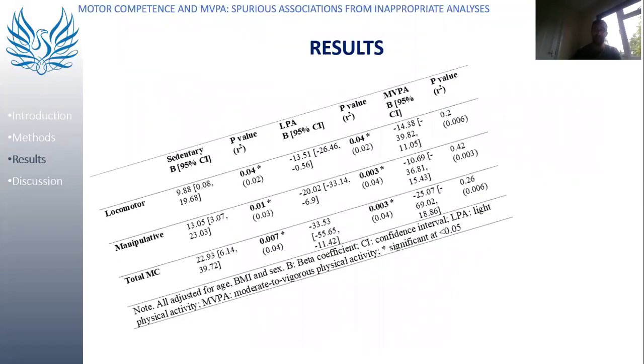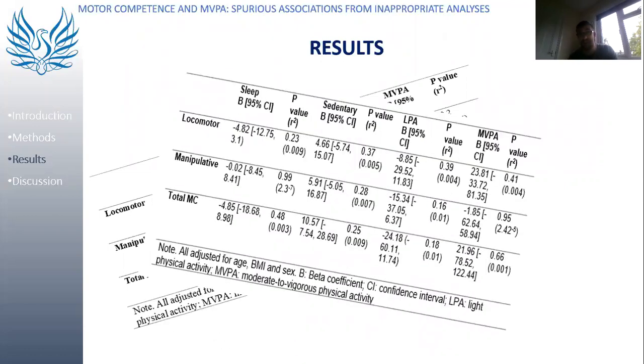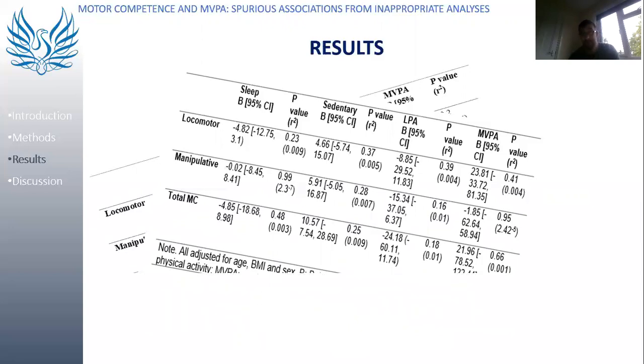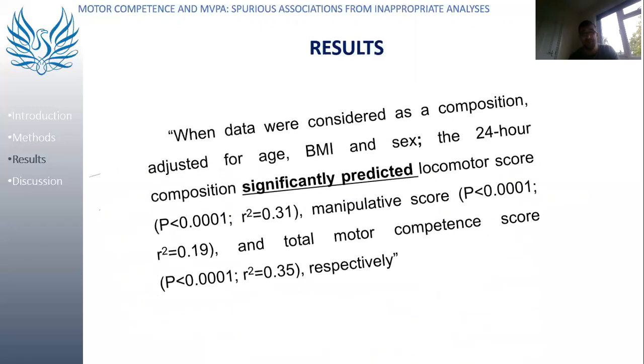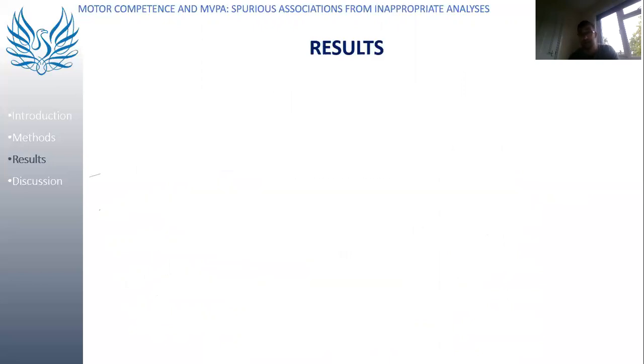Okay, so some brief results I'm going to show you from across the studies we conducted. In one of the samples we looked at, we found some individual behaviours were predictive of motor competence, whilst in another individual sample, we found that no individual behaviour was significantly associated with any part of motor competence. So what do we do with this? Well, that's where we used the compositional analysis, and actually what we found was universally that the composition was able to significantly predict motor competence.